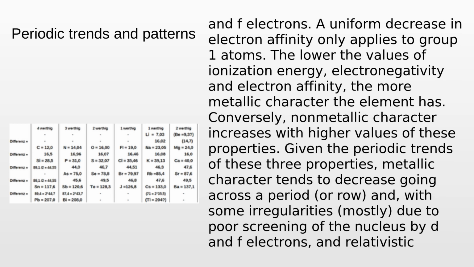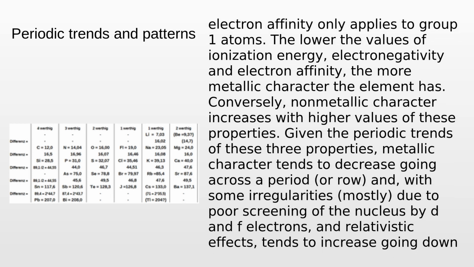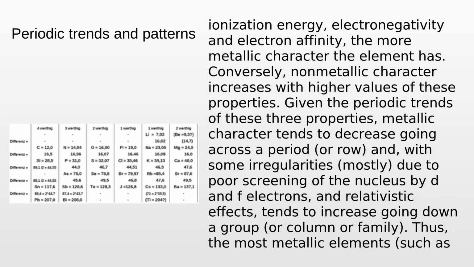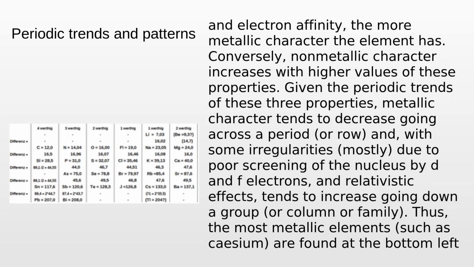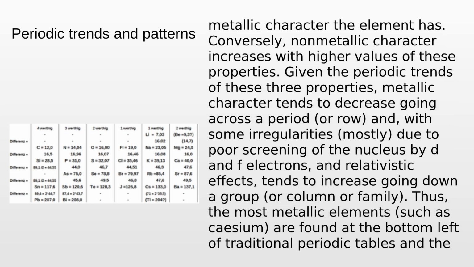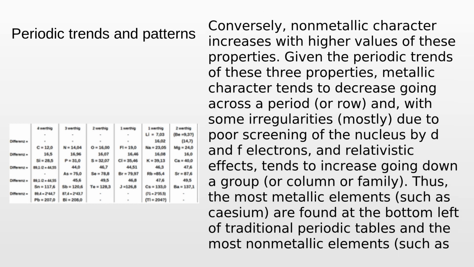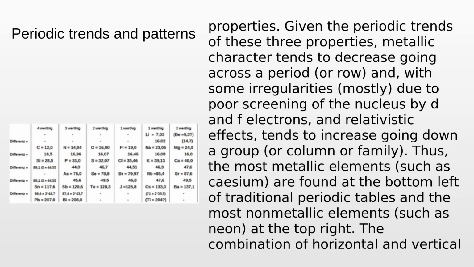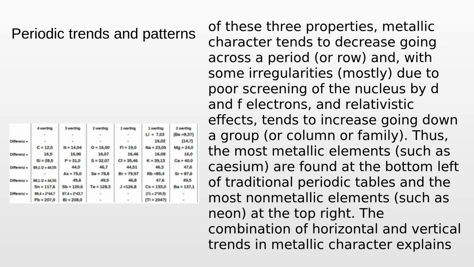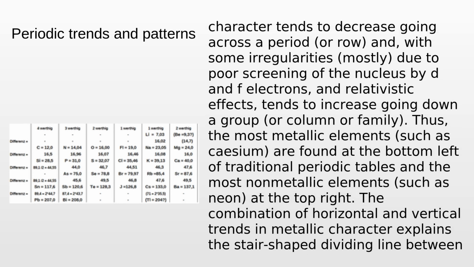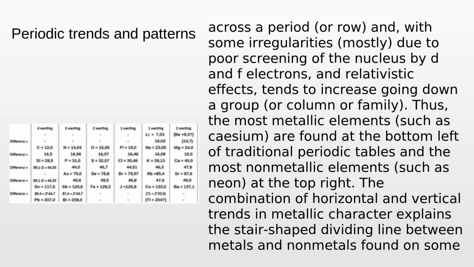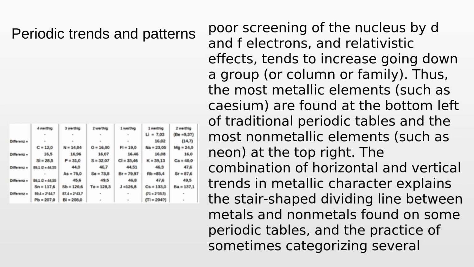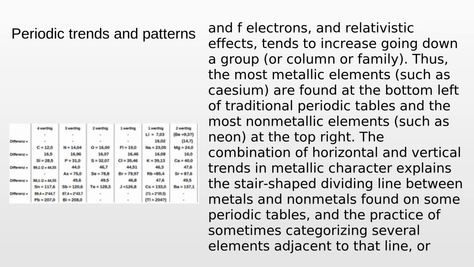The lower the values of ionization energy, electronegativity and electron affinity, the more metallic character the element has. Conversely, non-metallic character increases with higher values of these properties. Given the periodic trends of these three properties, metallic character tends to decrease going across a period, or row, and, with some irregularities, mostly due to poor screening of the nucleus by d and f electrons, and relativistic effects, tends to increase going down a group, or column or family.